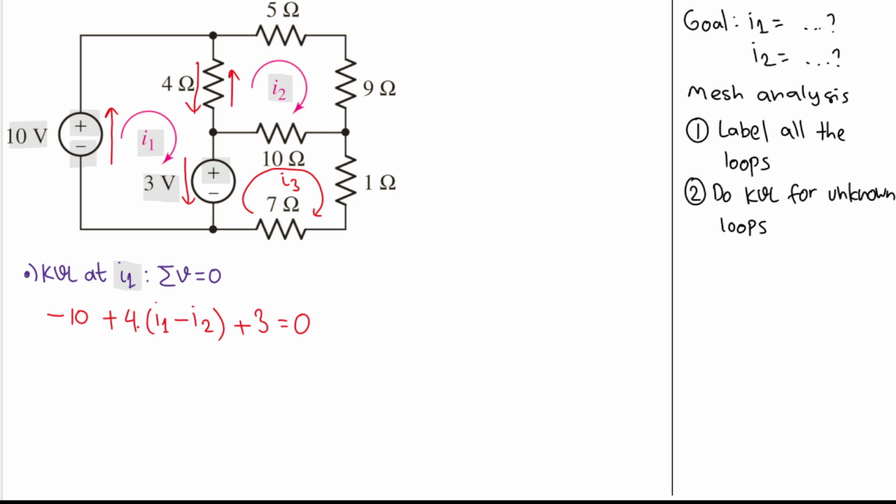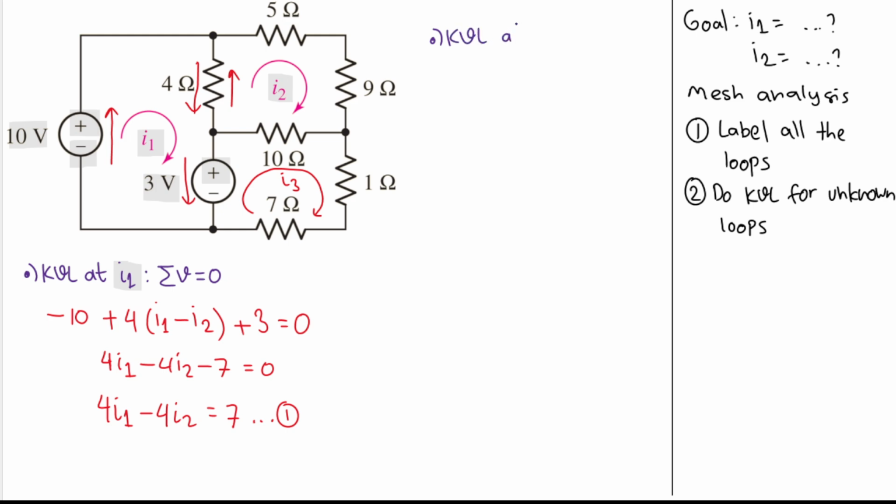Okay, maybe let's simplify things. Let's distribute this 4 here. So we'll have 4I1 and then minus 4I2. Minus 10 plus 3 is minus 7. So I will have it equal to 0. Let's move this 7 to the right hand side. So we'll have 4I1 and then minus 4I2 equal to 7. Good. And I think nothing more that we can do. Let's save this as equation number 1. Good. Now let's move on to KVL at loop I2.